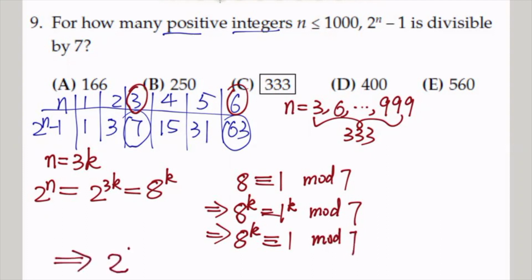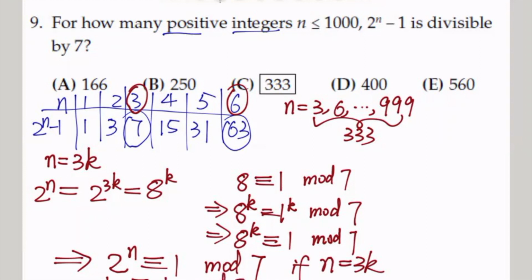And this is also 2 to the n. So 2 to the n and 1 are congruent in mod 7 if n is a multiple of 3. But recall that 1 and 1, of course, are congruent in mod 7. If we do subtraction, we have 2 to the n minus 1 and 0 congruent in mod 7, which implies that 2 to the n minus 1 is divisible by 7 when n is 3 times k. So this confirms that as long as n is a multiple of 3, then 2 to the n minus 1 is divisible by 7.